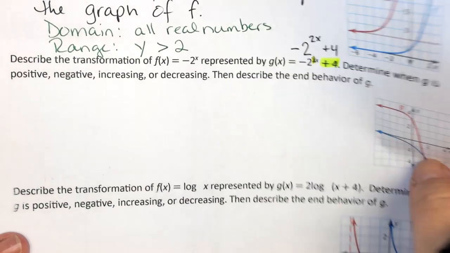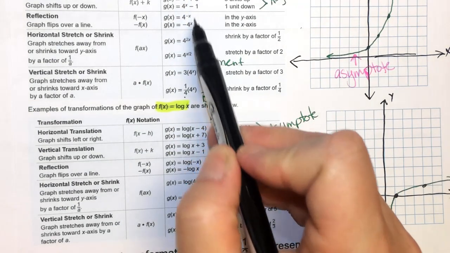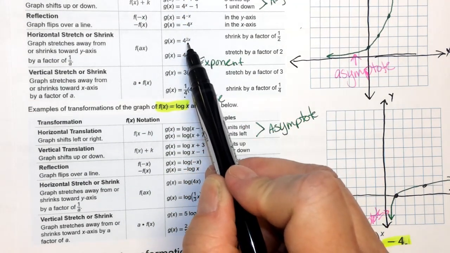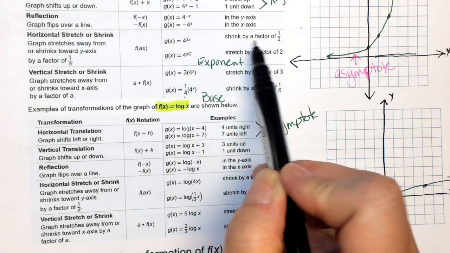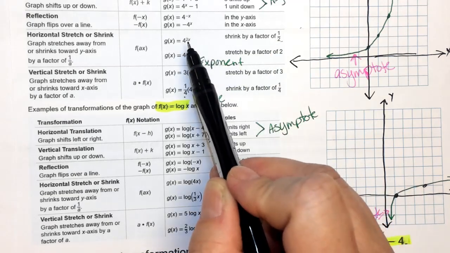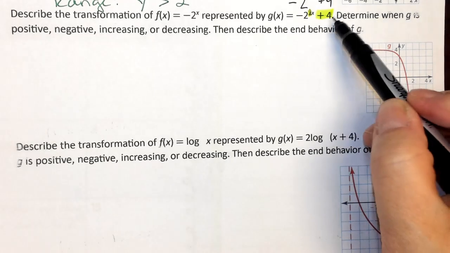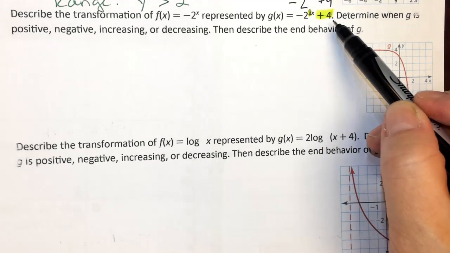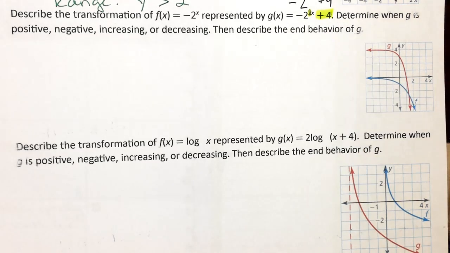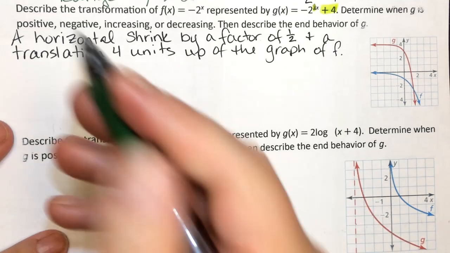So the 2 is different. If you look back at your first page, if you have a 2 in front of your exponent, that is a shrink by a factor of 1/2. So it is a horizontal shrink by a factor of 1/2 because we have a 2. And this 4, you should have this by now, means that it is a translation 4 units up. So go ahead and write that on your paper. Okay, so there's your transformation if you needed it to help you write it down.